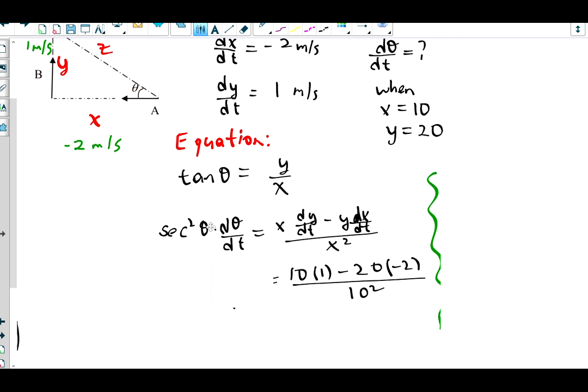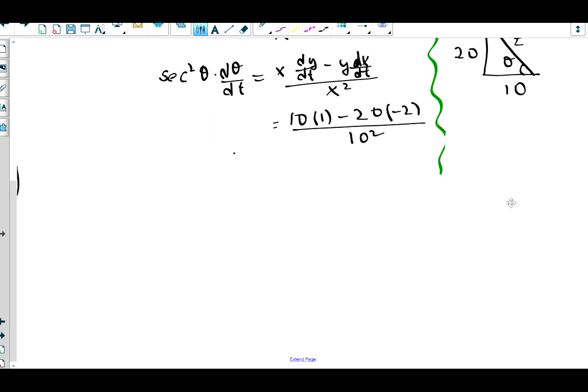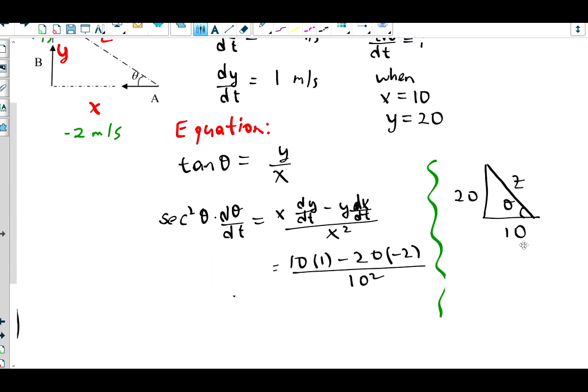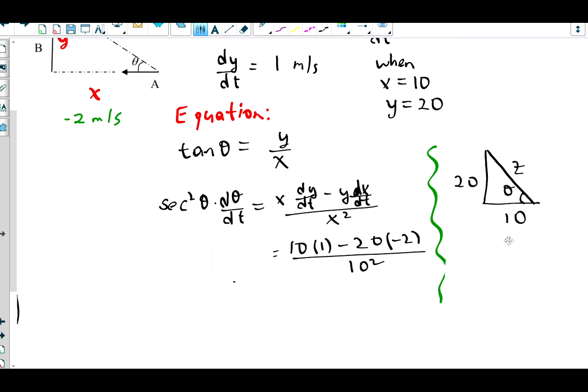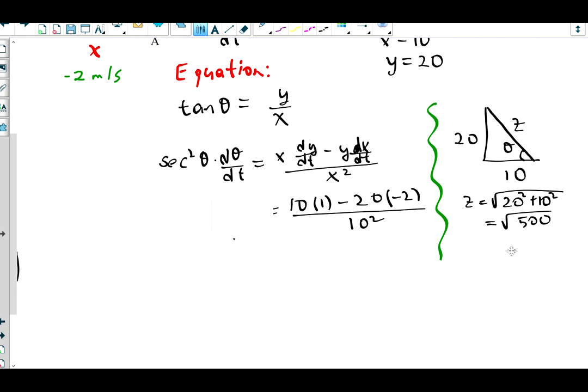On the left-hand side, we don't know yet what secant squared theta is. That we're going to have to figure out. But recreate that triangle at the moment in question. x is 10 and y is 20, right? z is unknown. We can figure out z, which is going to be the square root of 10 squared plus 20 squared, since that's the hypotenuse side. So you can figure it out. It'll be the square root of 500.